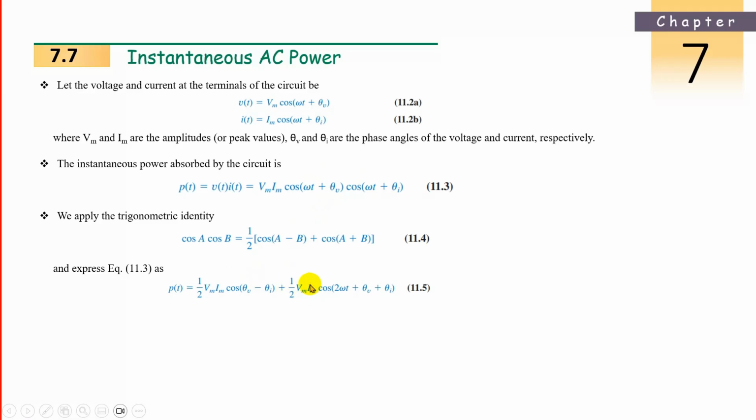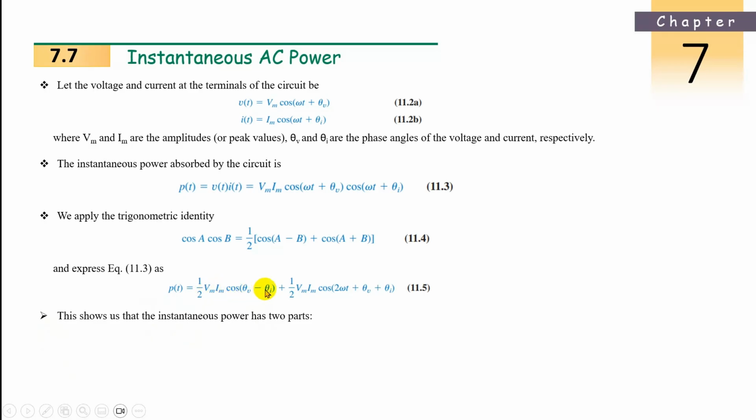In the second part, half Vm Im cos of 2 omega t, because A plus B, because all are in plus. So 2 omega t plus theta V plus theta I. So this is the final equation of power. Now we can observe the equation. See, this shows us the instantaneous power has two parts. First one, check here.